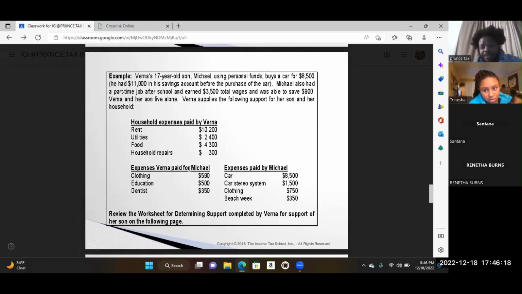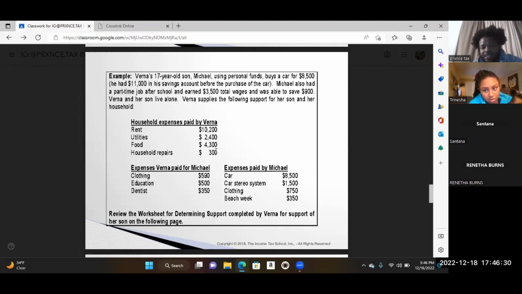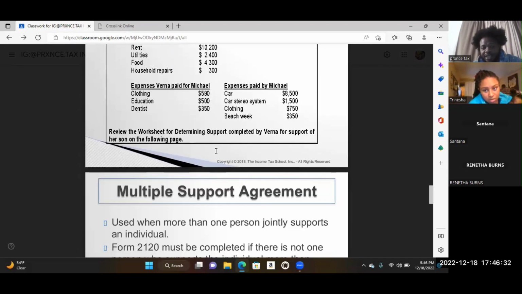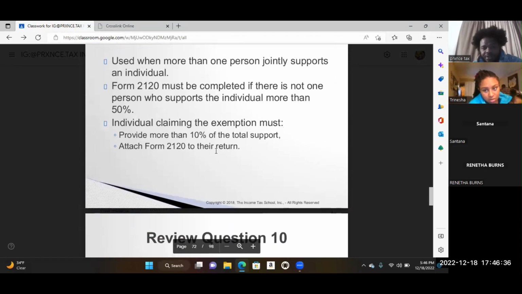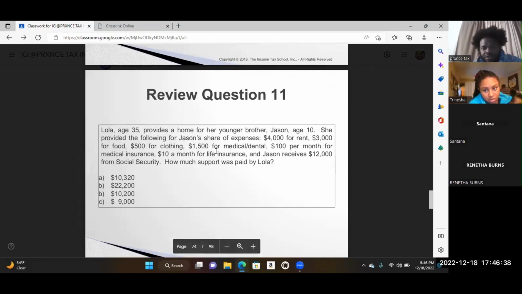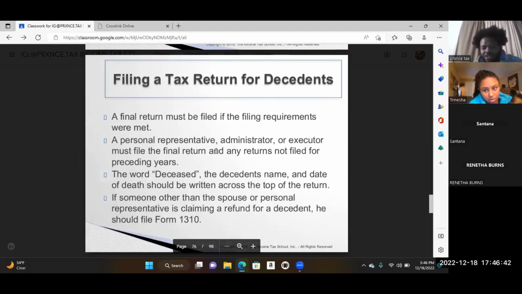Now, the things that she paid for her son, she could claim his education expense and she could claim that dentist fee. All the rest of the stuff she cannot claim. The beach week, the clothing, none of that stuff she gave her money for, and she claimed. All right. And that just explains that. And I'm going to go over that in a moment when I actually do a tax return.